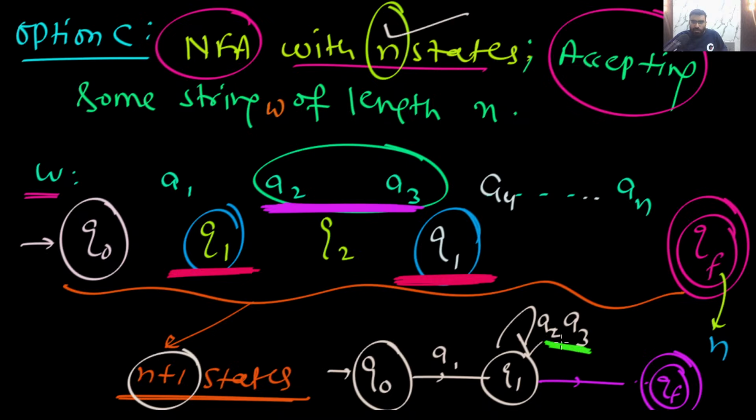Okay, this is A2 to A3. This is not A2 comma A3. This is a single thing, A2 to A3. So there is a loop basically.